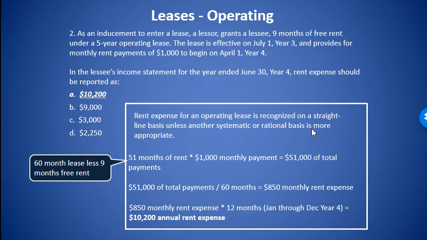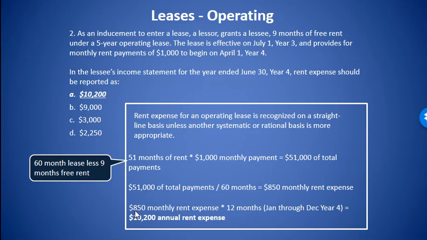basis. Now, in our case, this was a 60-month rental period, and when we look at the amount of rent that we're going to have to pay, we're going to actually have to pay rent for 51 months. So it'll be 51 months of rent times $1,000 monthly payment. So our total rental payments over the 5 years will be $51,000. So we take the $51,000 of total payment, we divide that though by the 60-month term, so our effective, basically our monthly rent expense is going to be $850.